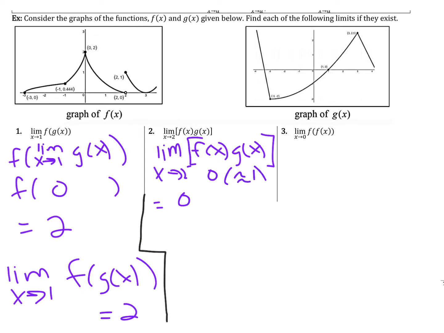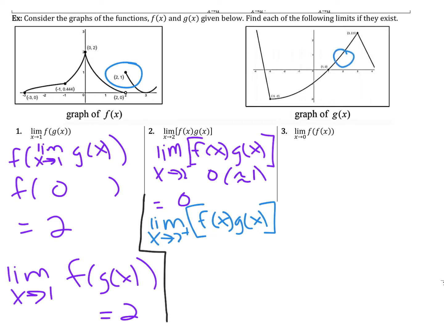I just want you to see that. Now I need to see what's happening from the right. So the limit as x approaches 2 from the right of f of x times g of x. Coming from the right over here, this is going to be 1 times, this is approximately 1. And again, it's okay that we don't know the exact value. 1 times approximately 1. All we really care about is, is this limit going to be equal to this one? And the answer is no, these are not the same.